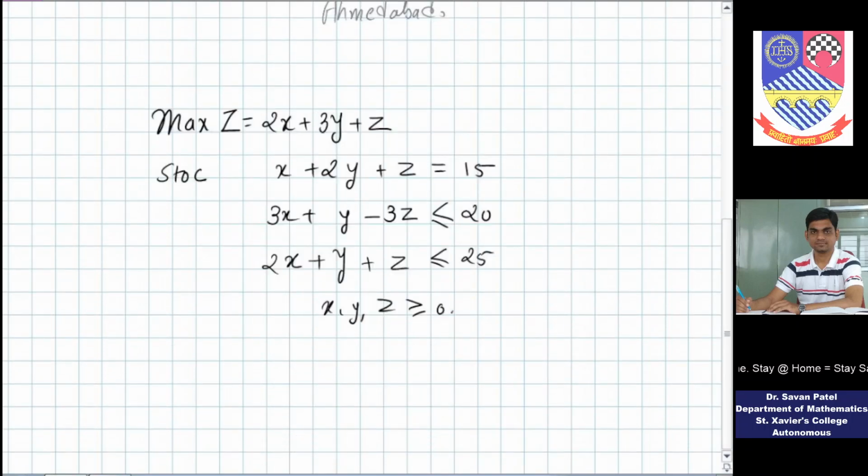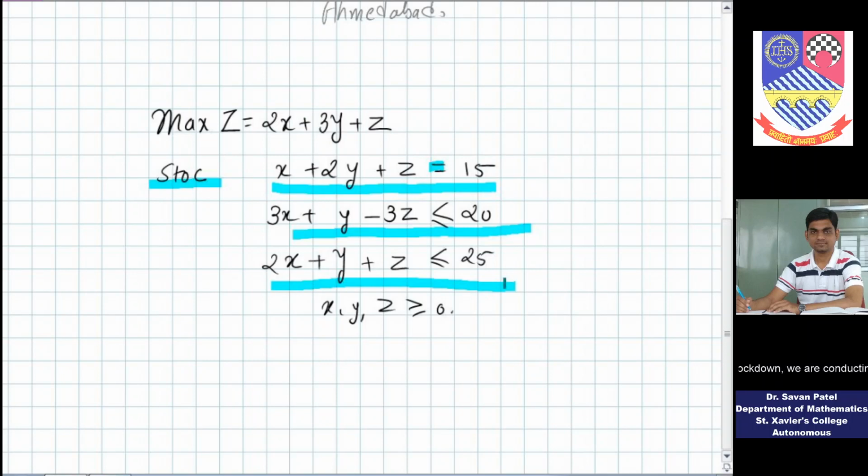Our problem is maximize z is equal to 2x plus 3y plus z, subject to constraints x plus 2y plus z is equal to 15. Here see, this first constraint is of equality. Then 3x plus y minus 3z is less than or equal to 20. 2x plus y plus z is less than or equal to 25. x, y, z are greater than or equal to 0.